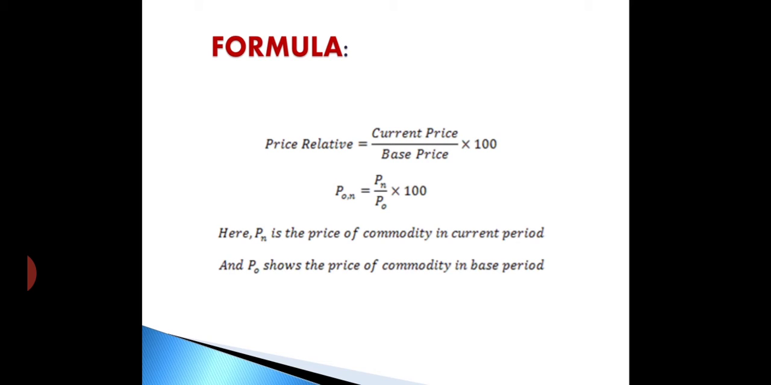The formula for the calculation of price relative or simple price index number is that price relative is equal to the current price divided by the base price, and this fraction multiplied by 100. In symbols we can write it that P0N is equal to Pn upon P0 multiplied by 100. Pn stands for the price of a commodity in the current period, and P0 is the price of the commodity in the base period. These two quantities will be explained in the example later, and I hope you will be able to understand what these symbols mean.